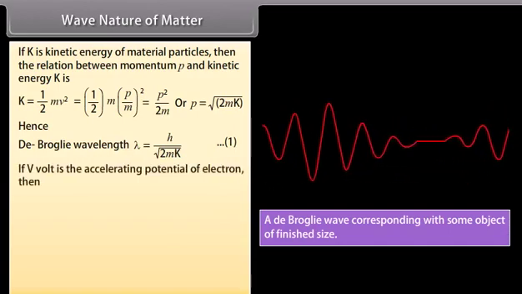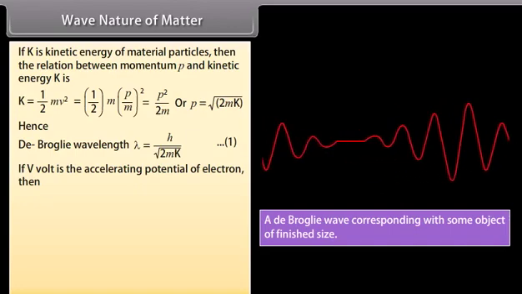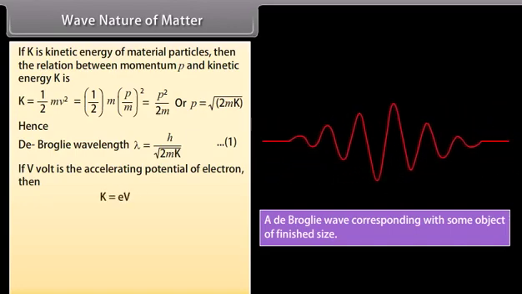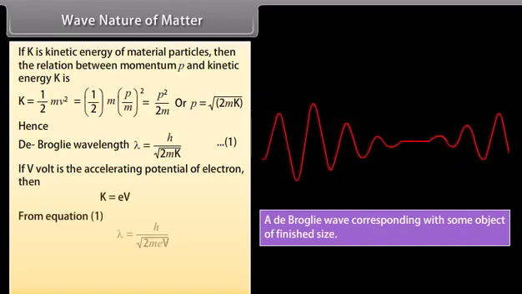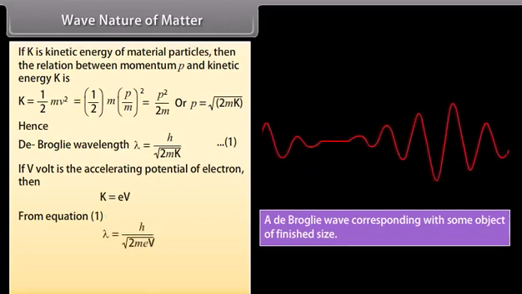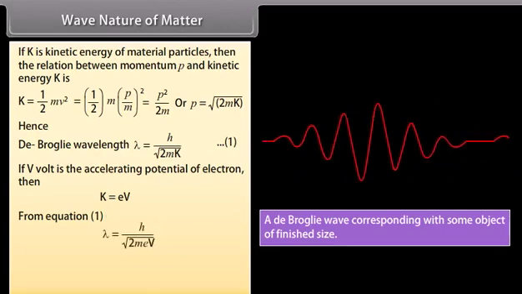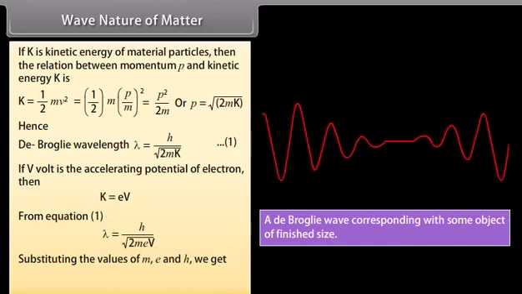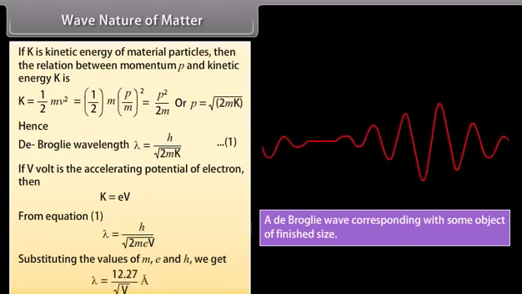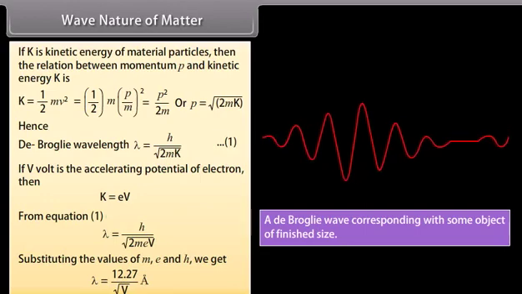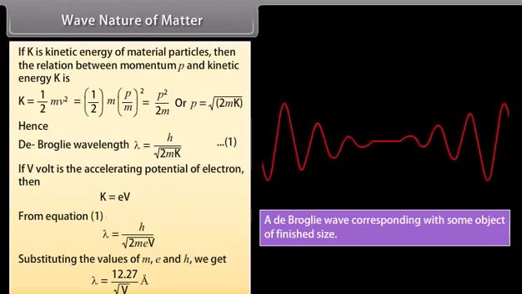If V volt is the accelerating potential of an electron, then K = eV from equation 1. Lambda = h/square root of 2meV. Substituting the values of m, e and h, we get lambda as 12.27/square root of V angstrom.